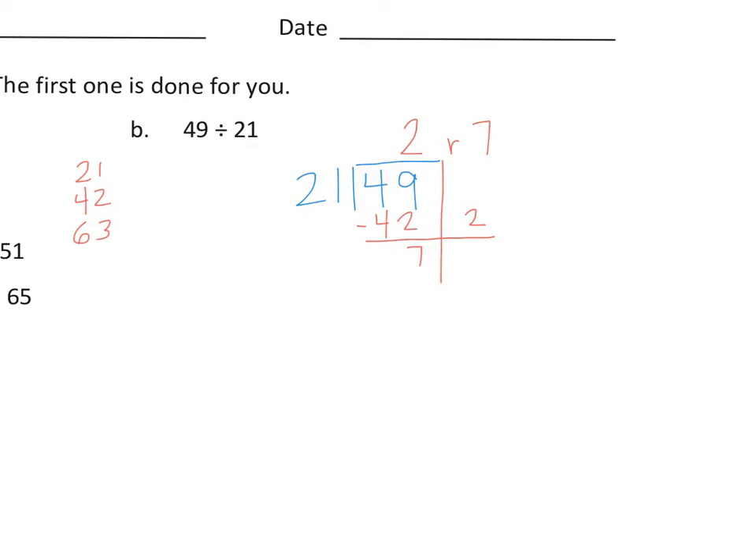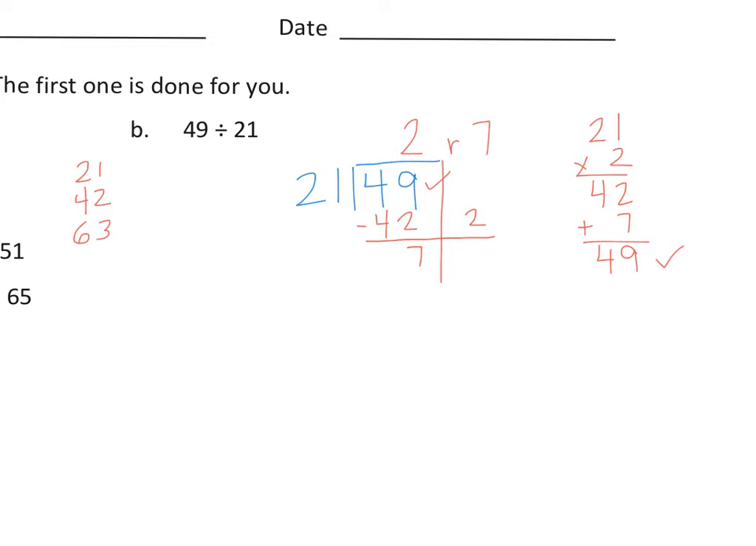And then we're going to go ahead and check. The way we check is we're going to do 21, and we're going to multiply it by the quotient of 2. So 2 times 1 is 2, and 2 times 2 is 4. And then we're going to add the remainder to prove that our answer, 2 remainder 7, matches, the 49 matches the dividend to the problem. So 2 remainder 7 is the correct quotient for B.